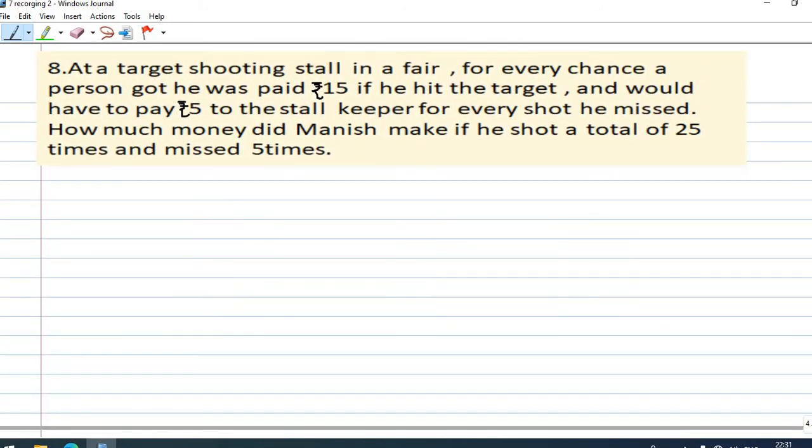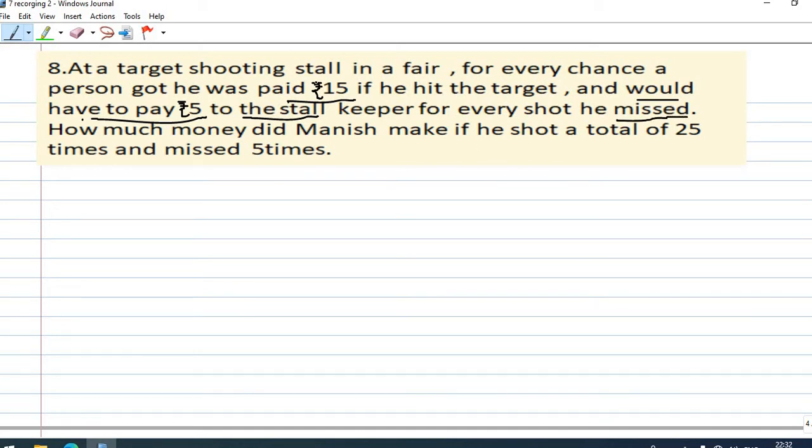See the 8th question. At a target shooting stall in a fair, for every chance a person got, he was paid rupees 15. If he hit the target, he was paid 15. And he would have to pay rupees 5 to the stall keeper if he missed.